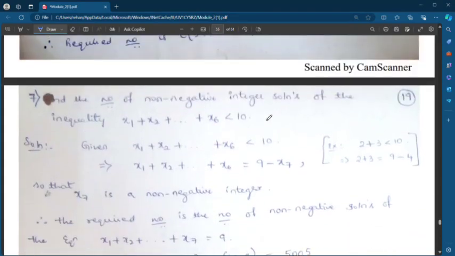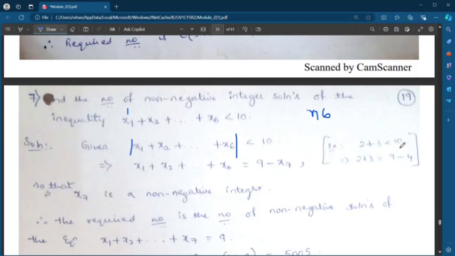Find the number of non-negative integer solutions of the inequality x1 plus x2 plus so on up to x6, which is less than 10. So how many? n is 6. Which gives us x1 plus x2 plus x3 plus so on plus x6 is equal to 9 minus x7. How we got this is simple. This term should be less than 10. So less than 10 means what? 9 minus x7. If you are considering from 0 to 10, so this minus x7, x8, x9, like that they are taking.